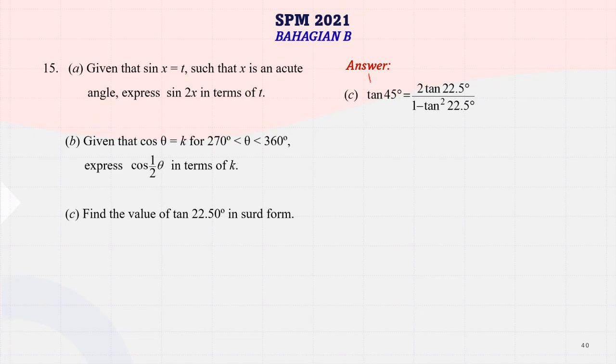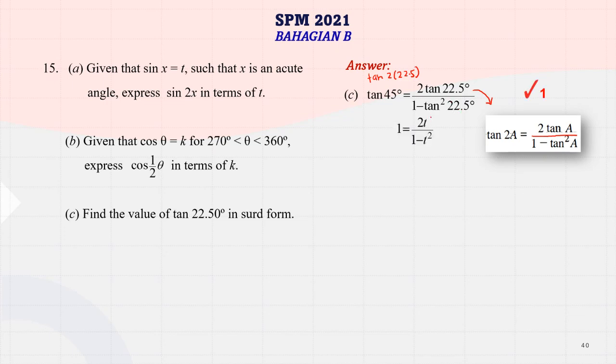Tan 2 darab 22.5. Okay, kita gunakan formula ni lah. 2 tan over 1 minus tan squared. So, you akan dapat sini tan 45 degree is equals to 2 tan 22.5 over 1 minus tan square 22.5. So, kita jadikan dia sebagai T lah. Letak je T kan. Tan 45 adalah 1. So, this is 2T over 1 minus T square.